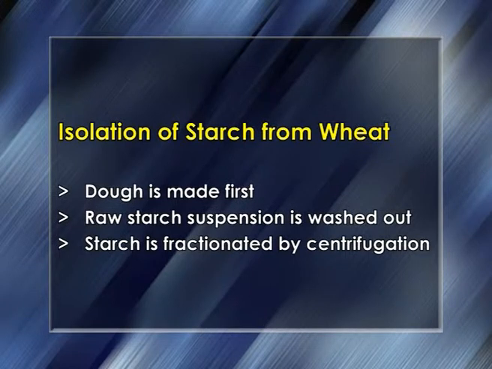In the case of wheat flour, a dough is made first from which a raw starch suspension is washed out. After separation of fiber particles from this suspension, the starch is fractionated by centrifugation. In addition to the relatively pure primary starch, a finer grained secondary starch is obtained which contains pentosans. The starch is then dried and further classified.